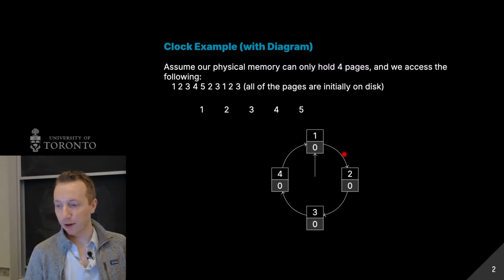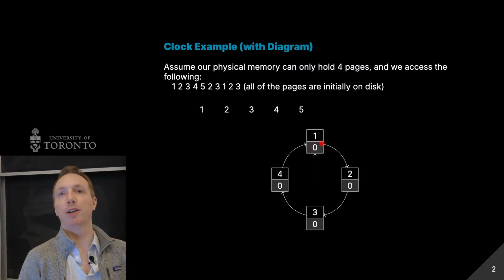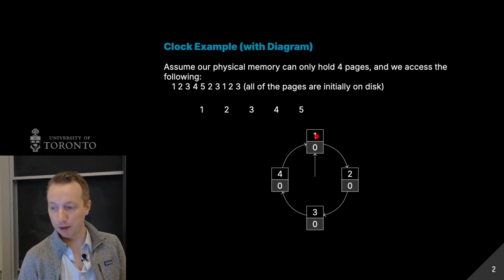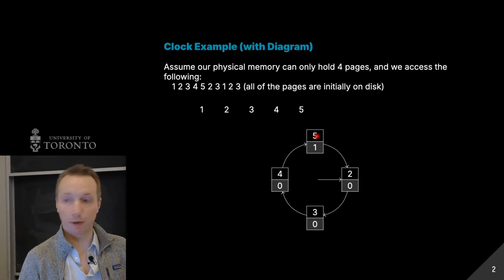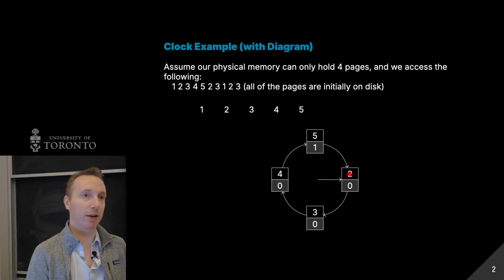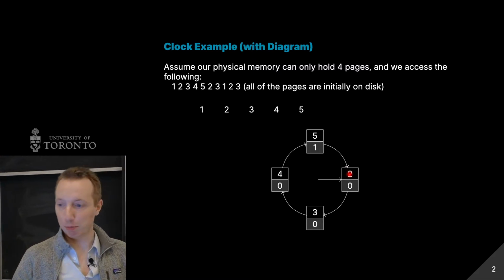All right, so now I'm pointing at this page. Do I kick page 1 out? Sure do. So I replace page 1 with page 5, set the reference bit for page 5 as a 1, and then advance the hand. So after page 5, my clock looks like this. Everyone still with me? Perfect.